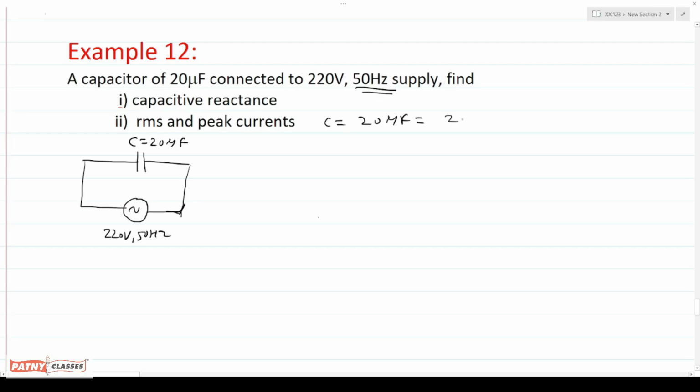We have to convert the capacitance into farad, so multiplying by 10 raised to minus 6. So it is 20 into 10 raised to minus 6 farad. We have to find the capacitive reactance, that is XC equals question mark, and the supply frequency f equals 50 hertz. And the formula for XC, what is XC? Capacitive reactance.